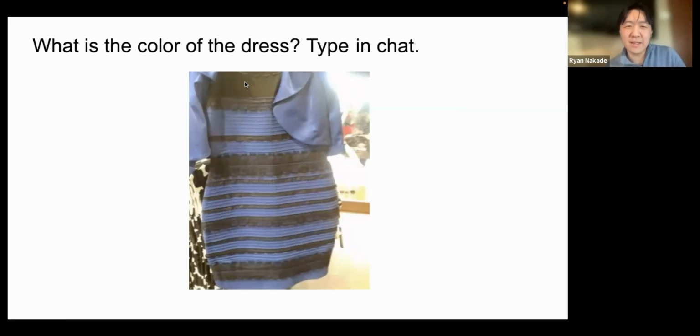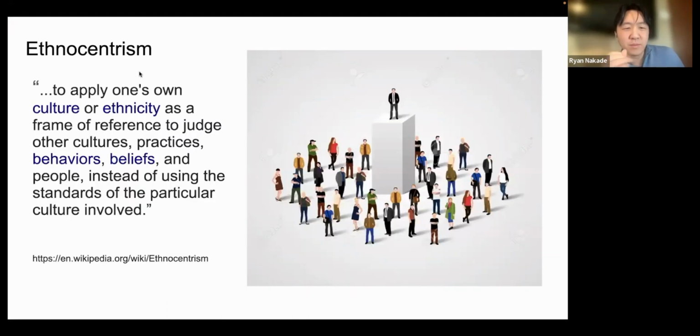So we're going to use this idea of the dress as a metaphor to talk about a concept called ethnocentrism. Some of you might have heard this word. So Wikipedia defines ethnocentrism as applying one's own culture or ethnicity as a frame of reference to judge other cultures, practices, behaviors, beliefs, and people, instead of using the standards of the particular culture involved, right? So we're making evaluative judgments about other groups, other behavioral patterns, other styles, communication styles, right? Based on our own criteria, instead of seeing things through the eyes of other people, instead of seeing it through their perspective.